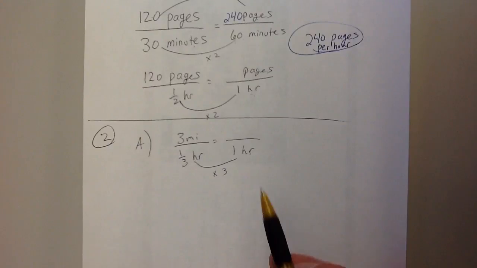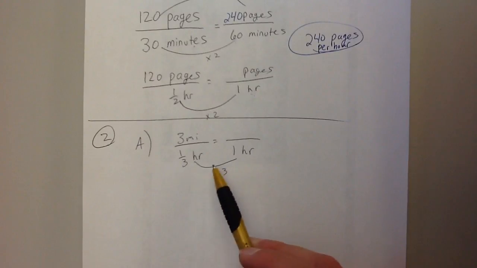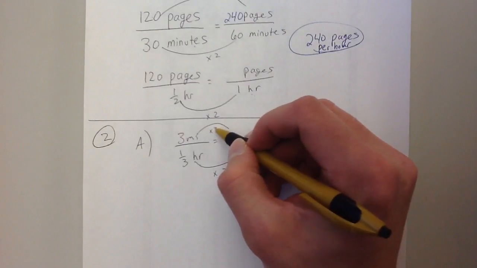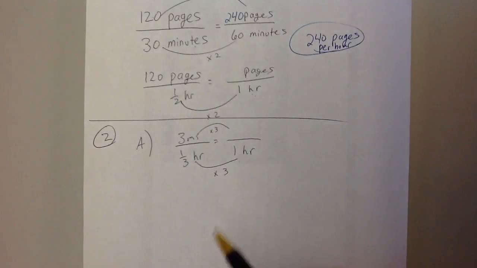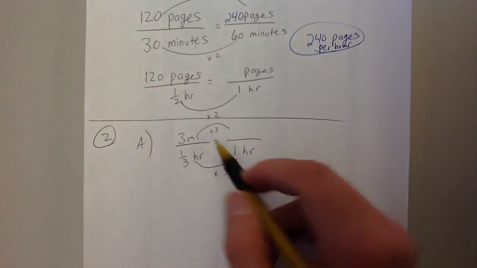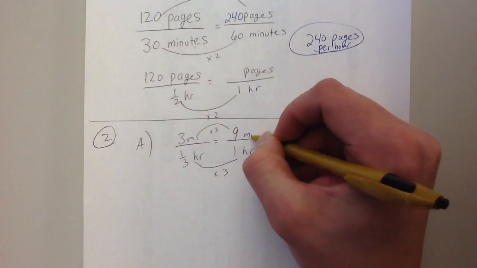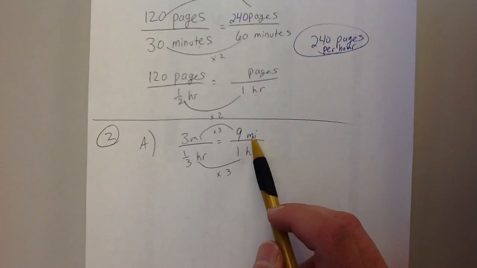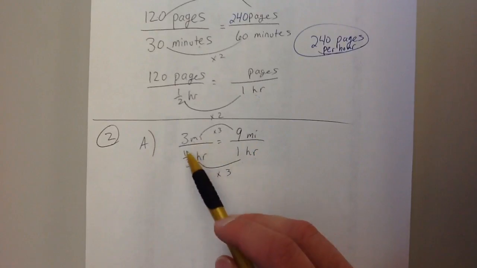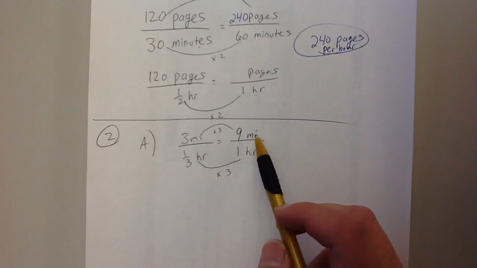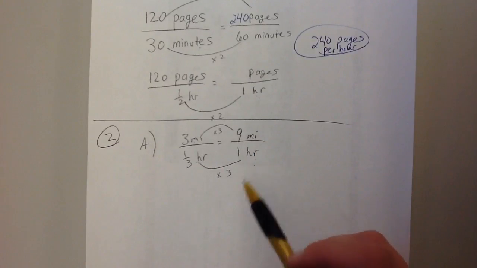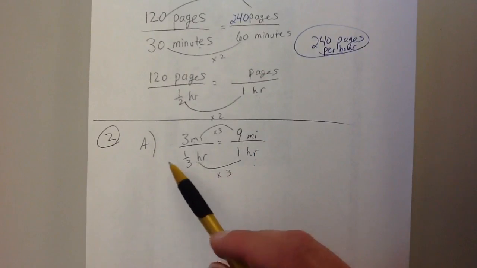1/3 times 3 will give me 1. And so if I multiply by 3 on the bottom, I have to multiply by 3 on the top so that this new rate is equivalent to the first one. So 3 times 3 is 9. And my unit on top is miles. So I'm going 9 miles in 1 hour. If I go 3 miles in 1/3 of an hour, that means I go 9 miles in 1 hour.